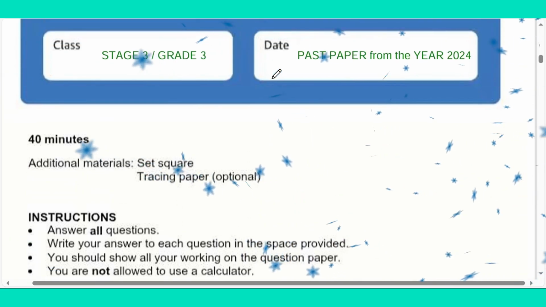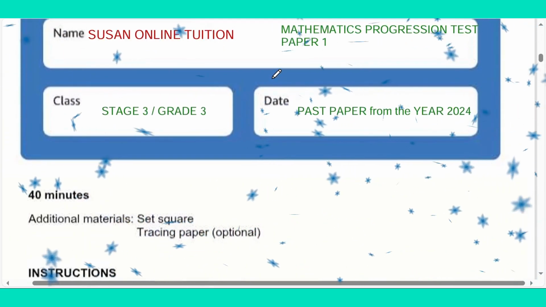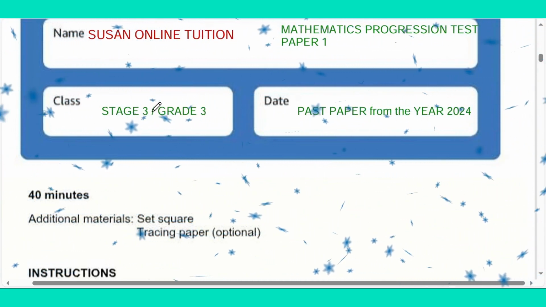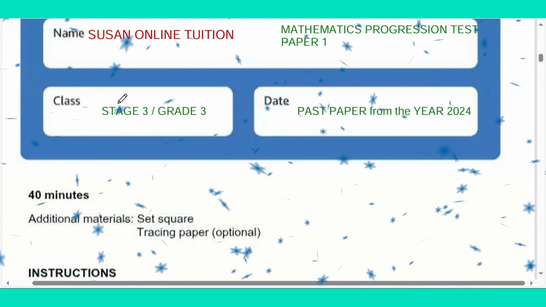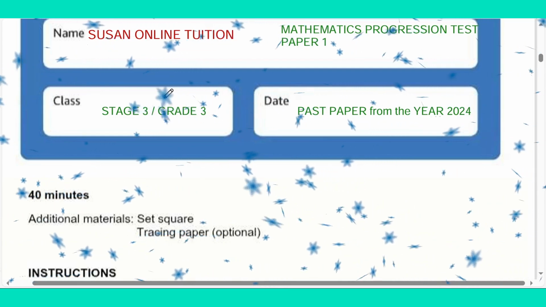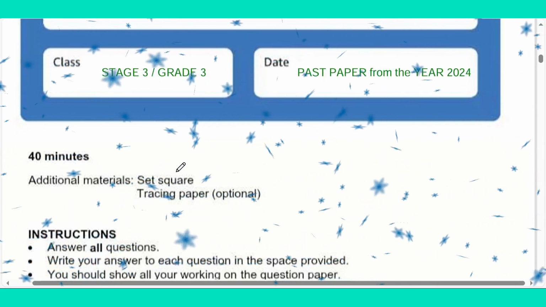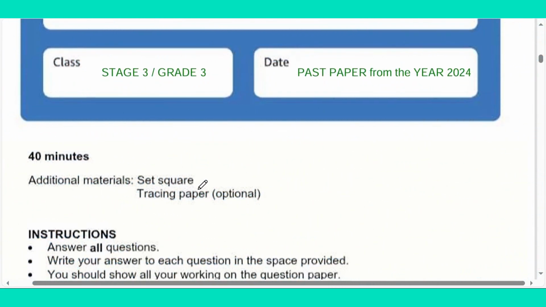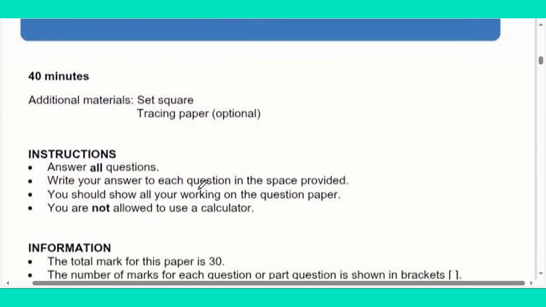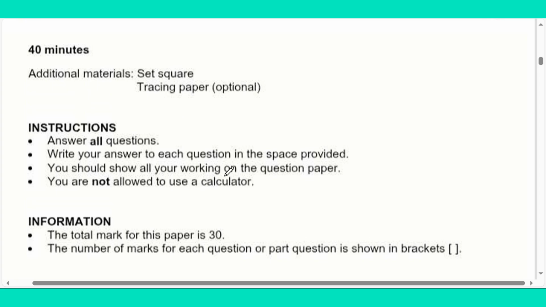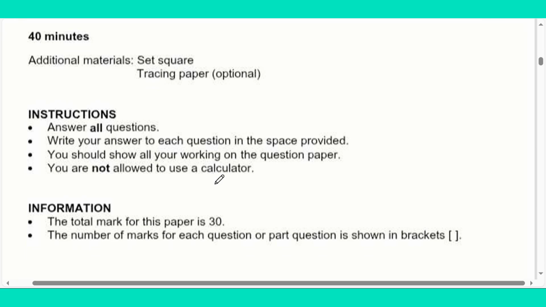Today we are going to discuss Mathematics Progression Test Paper 1 from the year 2024, for Grade 3, Stage 3, Year 3, Class 3, conducted by Susan Online Tuition. Total duration for this paper is 40 minutes. As usual, additional material you can use is a set square and tracing paper, that's optional. Total mark for this paper is 30 and we have 24 questions, so maximum one question you can spend 90 seconds. So let's get started.